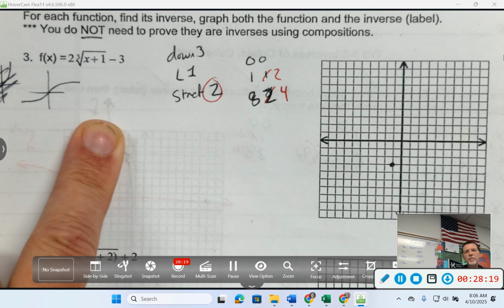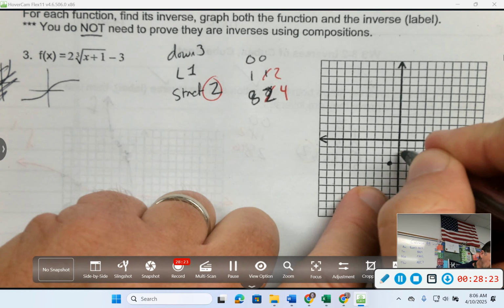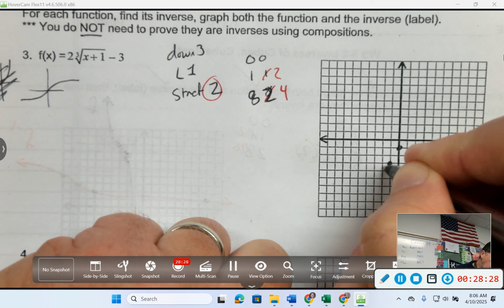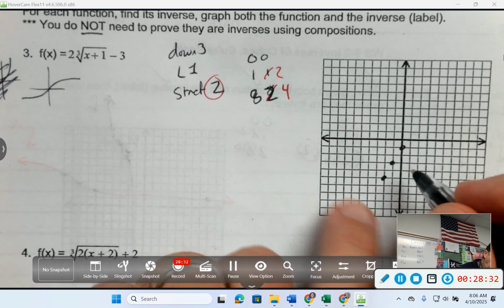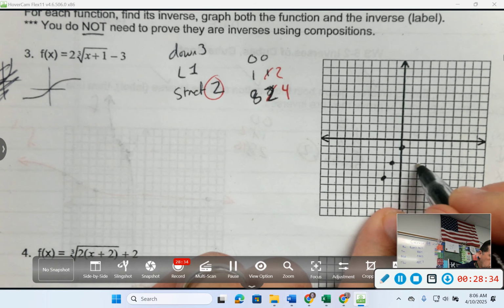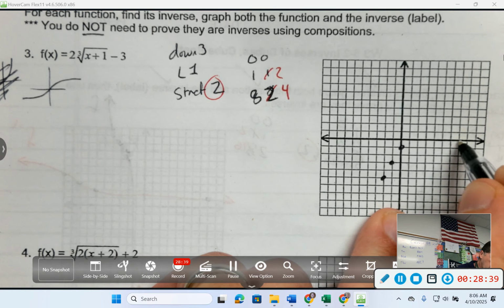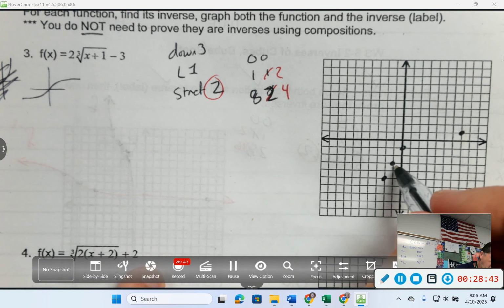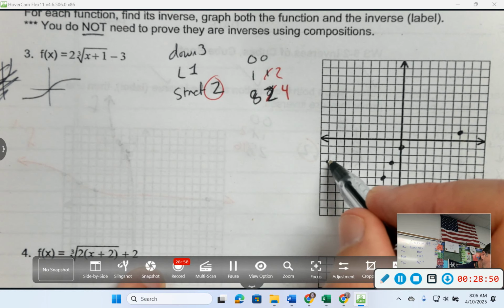Stretch by 2. Not flip though, so over 1, up 2. Over 1, down 2 on the other side. Over 8: 1, 2, 3, 4, 5, 6, 7, 8. And up 4: 2, 3, 4. And then over 8: 1, 2, 3, 4, 5, 6, 7, 8.